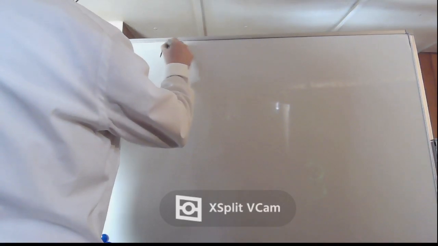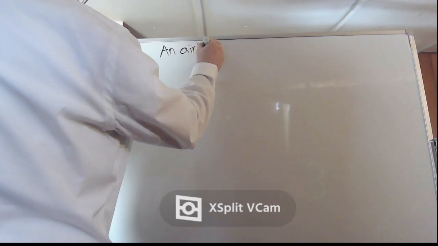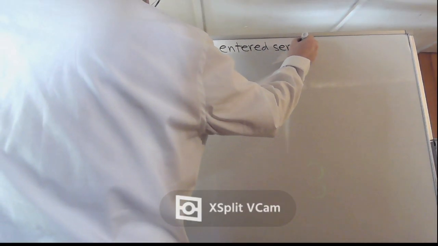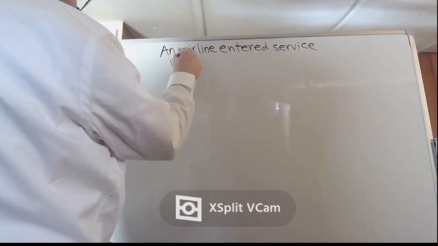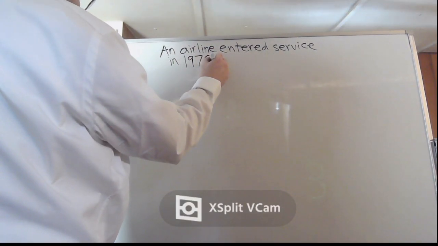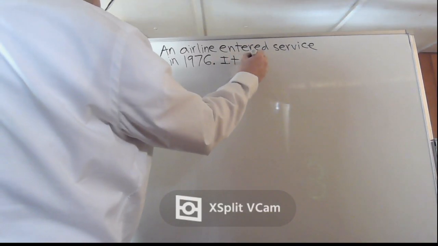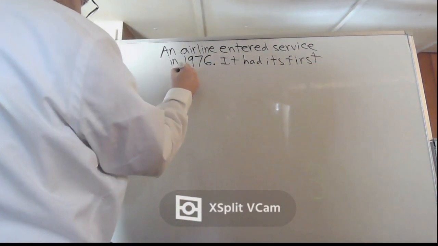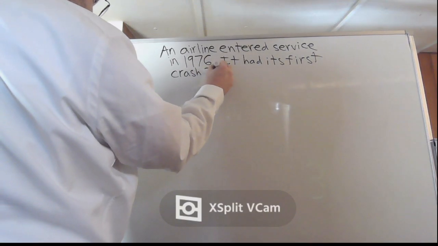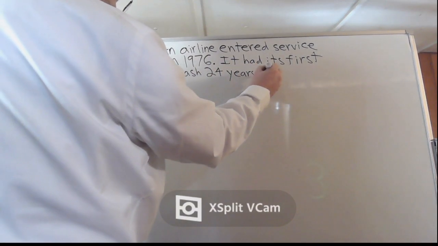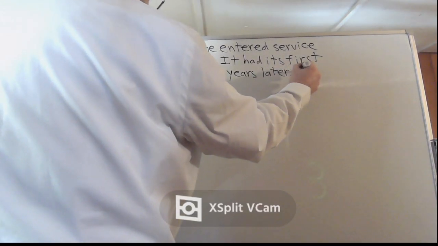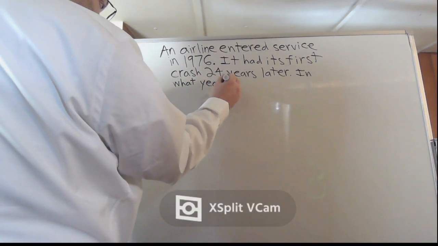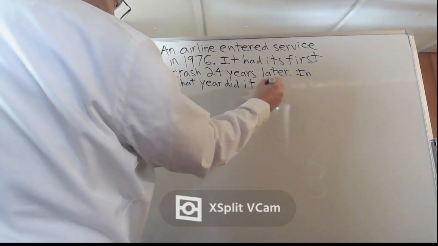An airline entered service in 1976. It had its first crash 24 years later. In what year did it crash?